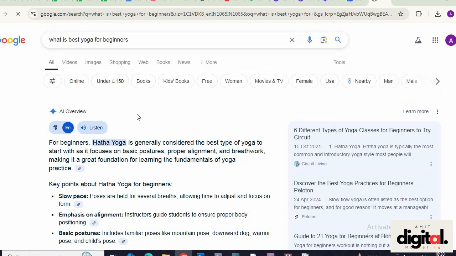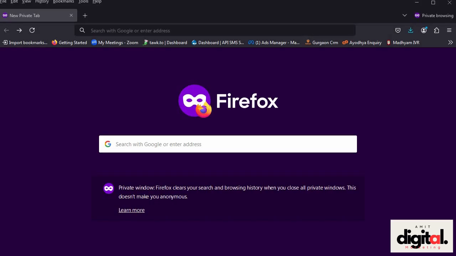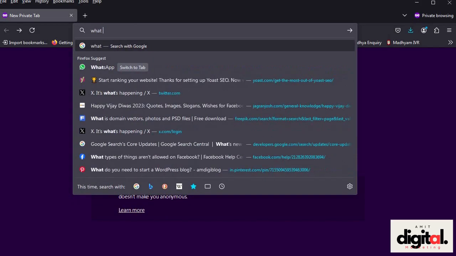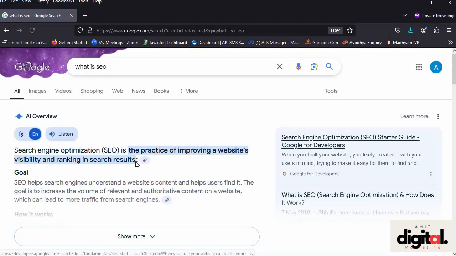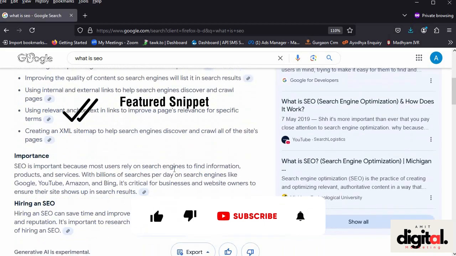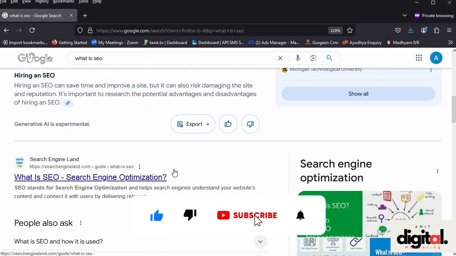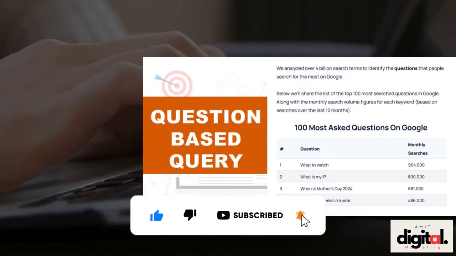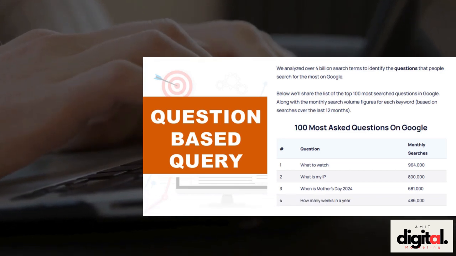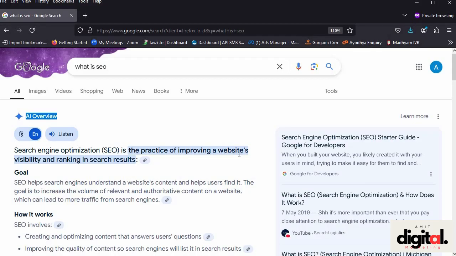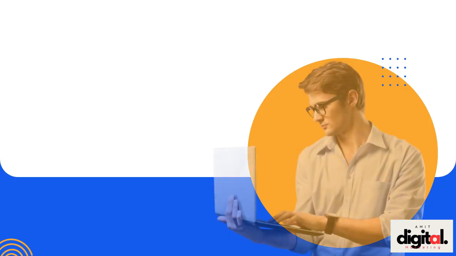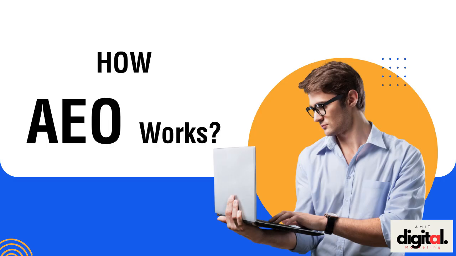Your answer should be clear, concise and structured to be the perfect answer. Day by day, the way of searching is changing. People are not just typing SEO, they ask questions like what is SEO? 50% of searches are question based. When your content is optimized for AEO, it is more likely to appear as a featured snippet at the top of the page.